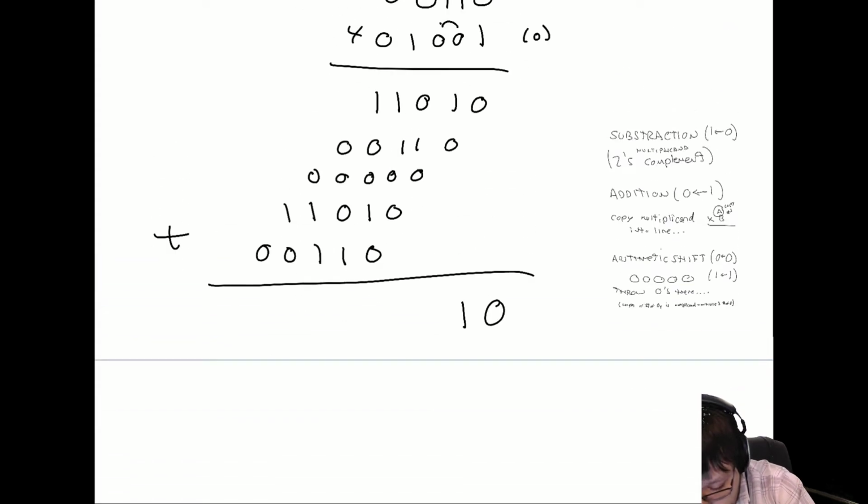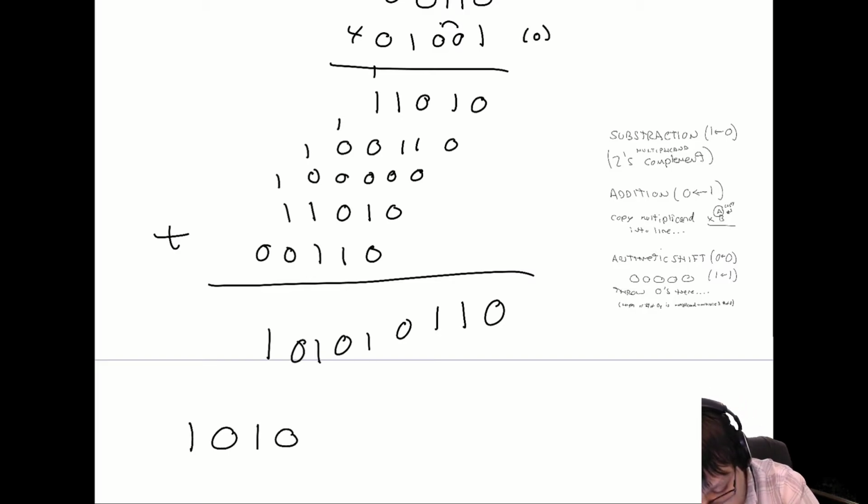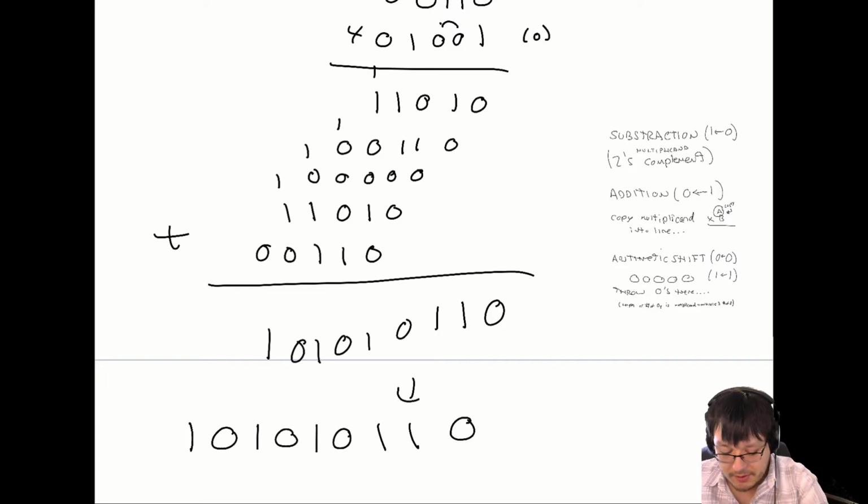0, 1, 1, 0, 1, 1, 1, 0, 1, 1, 0, 1. Okay, so that is our final answer: 1, 0, 1, 0, 1, 0, 1, 1, 0. I'm triggered because I was hoping this would be a 0, because that would look pretty, you know? But no. Okay, sad days.